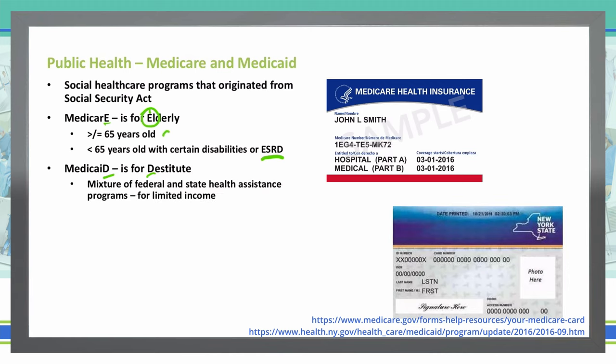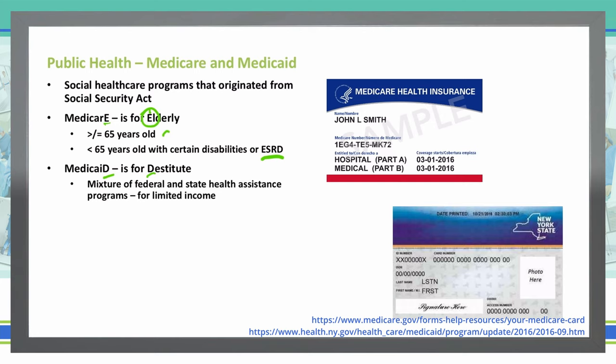Medicaid, on the other hand, which ends in a D, is for the destitute. This is going to have a mixture of our federal programs and state programs that provide assistance for patients that have limited income. So patients that are on food stamps, patients that are on welfare, people that are poor, that is going to be the patient population for people on Medicaid.